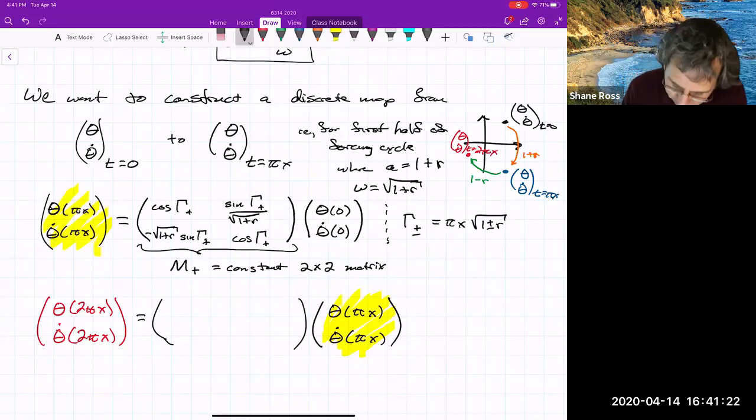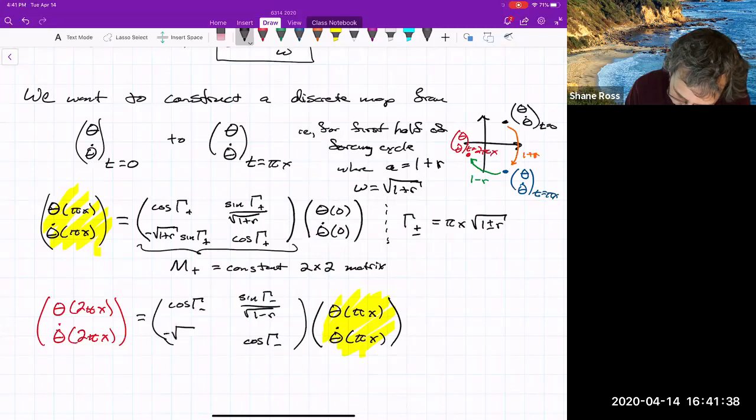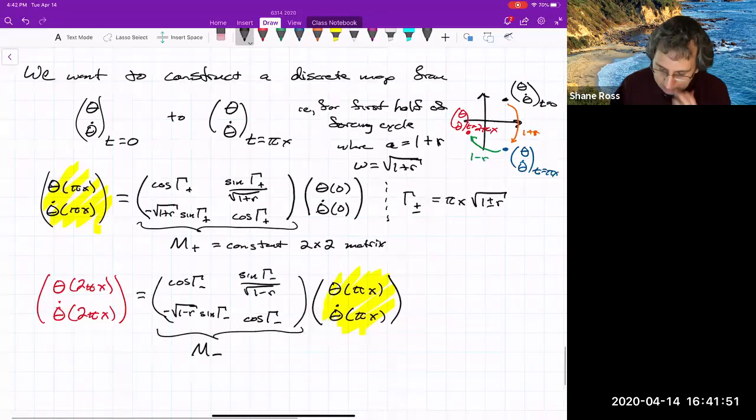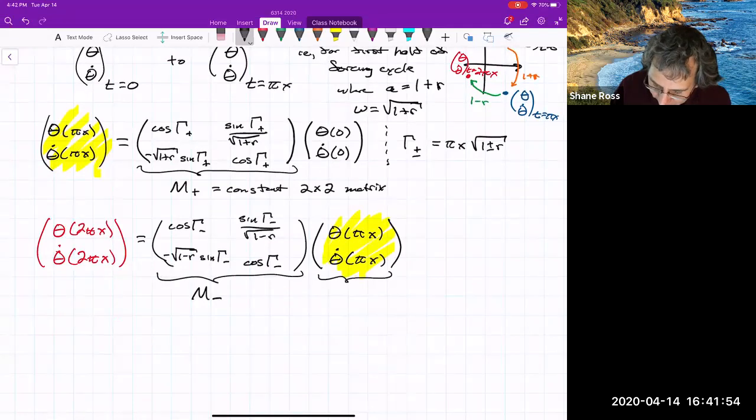Let me first write this matrix. Cosine gamma, capital gamma minus. It has the same structure. Square root of 1 minus r, cosine gamma minus, and square root of 1 minus r, sine gamma minus. So we will call this 2 by 2 matrix M minus. And then in place of what we've got here, we could just write M plus times the initial condition.